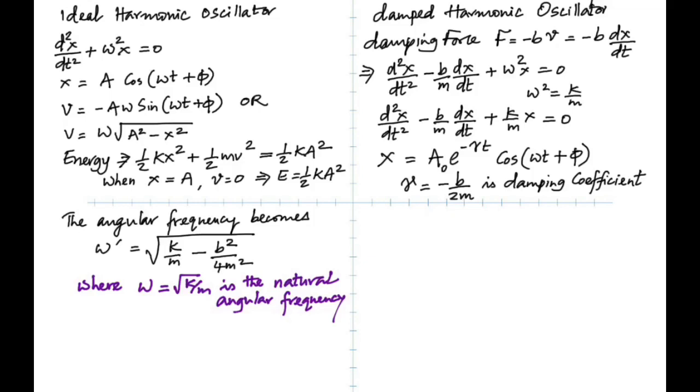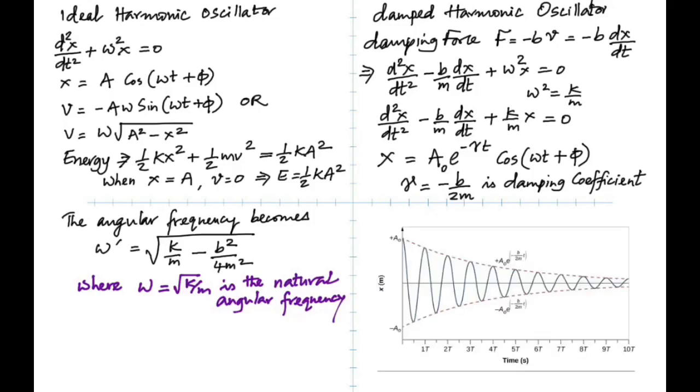I want you to take a look at this graph and study it for a second, please. Can you read what's written there? It's A naught e raised to minus b by 2m t. This is how the amplitude decreases. You can see that the amplitude decreases with time. But the envelope here is exponential. You see the dotted line is an exponential graph. Makes perfect sense.